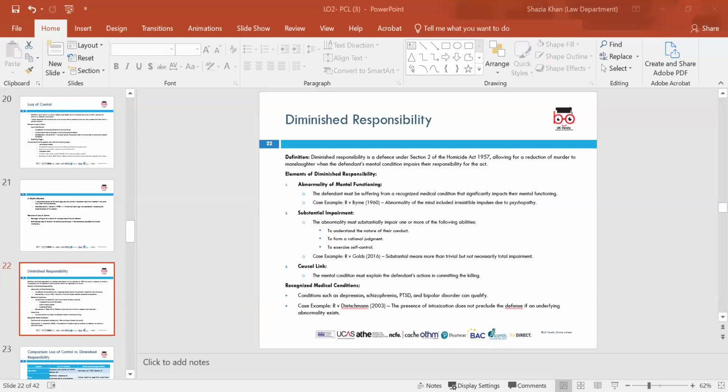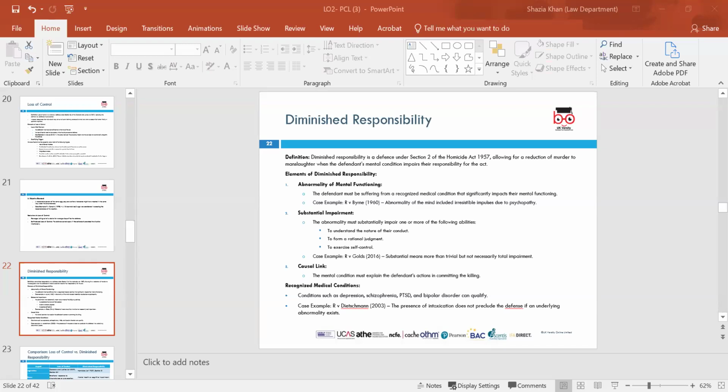Elements of diminished responsibility. Certain criteria must be met to use the defence of diminished responsibility successfully in a court of law. The defendant must demonstrate that at the time of the offence they suffered from abnormal mental functioning, and that this substantially impaired their ability to understand the nature of their conduct, form a rational judgment, or exercise self-control. The first category, abnormal mental functioning, refers to a state of mind that deviates from the norm. This may include recognised mental disorders such as schizophrenia, bipolar disorder, or severe depression.